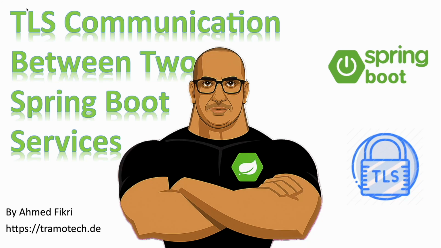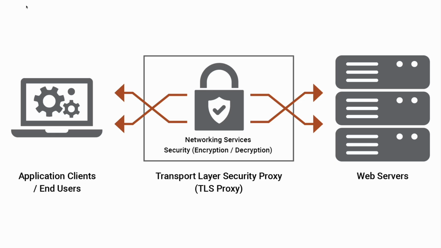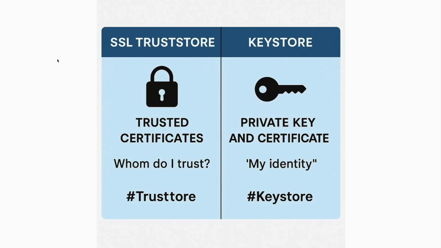In this demo, I will show you how two Spring Boot services, a client and server, can communicate securely using TLS. TLS stands for Transport Layer Security, and it ensures that the data exchanged between both sides is encrypted and cannot be intercepted. We will use a self-signed certificate, so I will also explain the role of the keystore and truststore, and how that changes when you use certificates from a trusted Certificate Authority, CA.